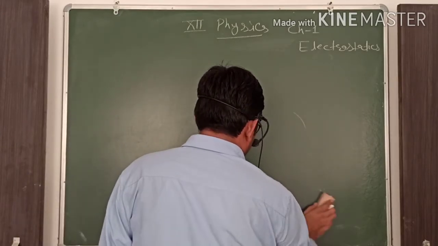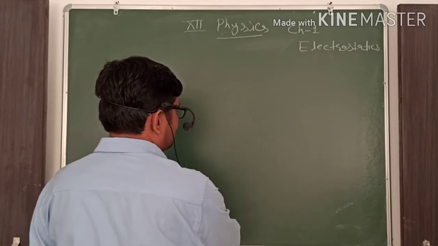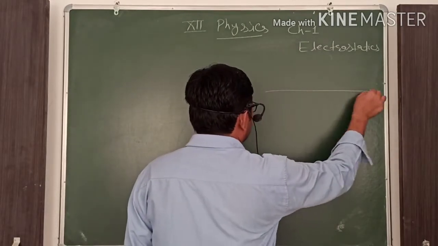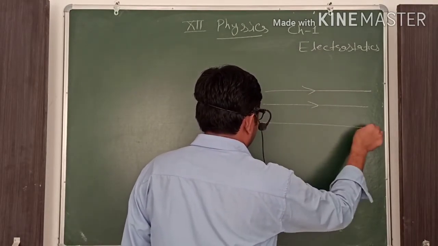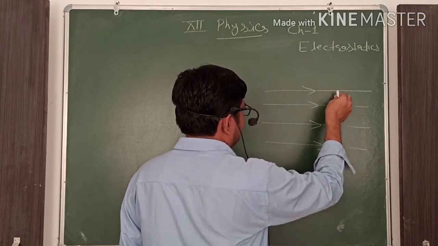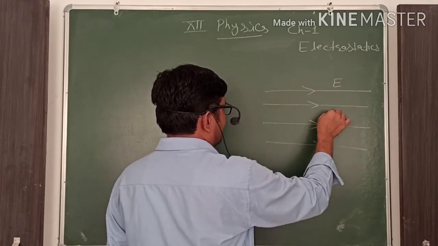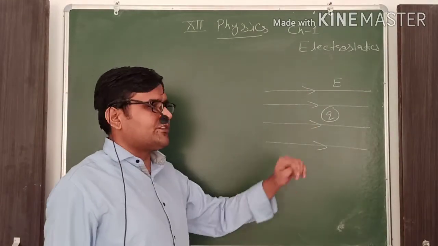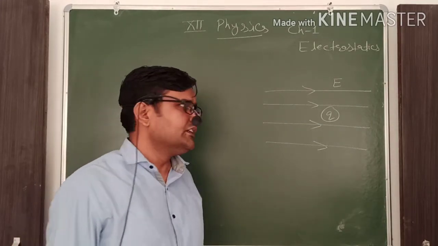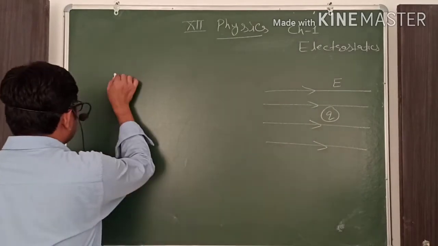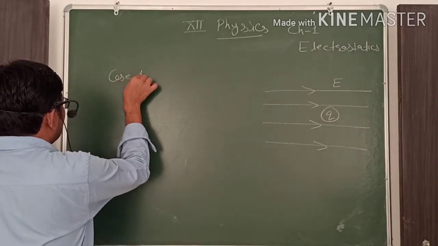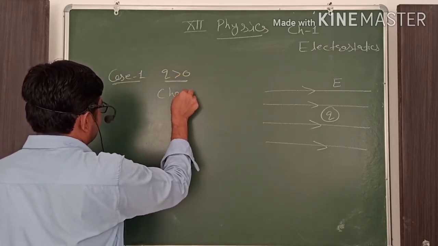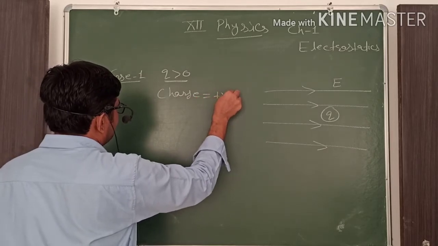Now we are considering the force on a charge in an electric field. We are considering a particular charge, and this charge is placed in an electric field. Suppose this is the electric field, and the arrows represent the direction of the electric field. Here the charge Q is placed in that electric field. As per the nature of the charges, there are two possibilities. In the first case, Q is greater than 0, or our charge is positively charged. Here the charge is positive.